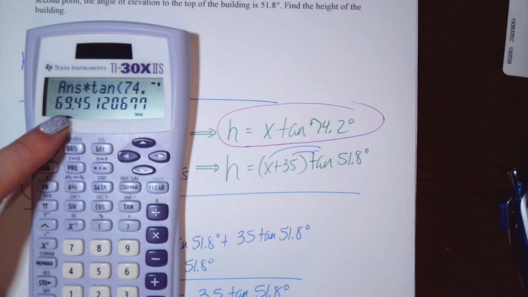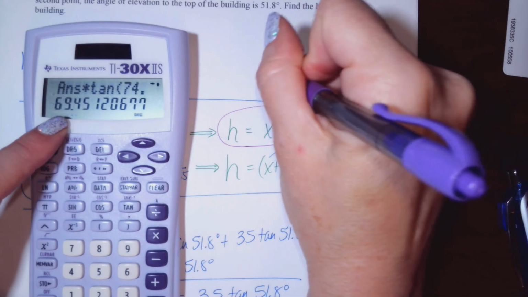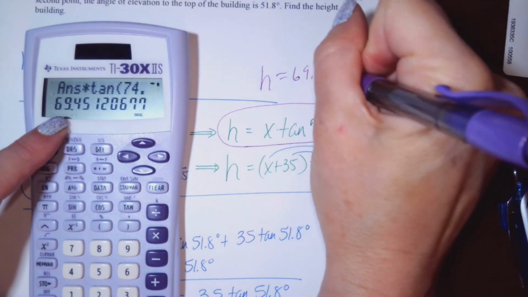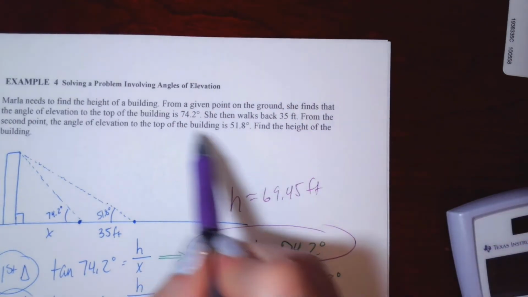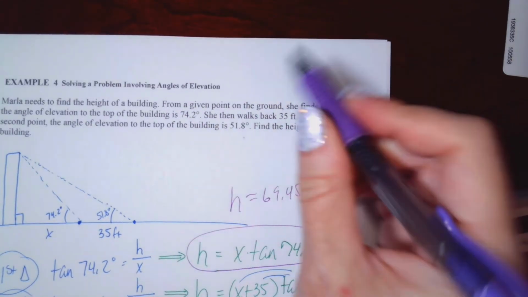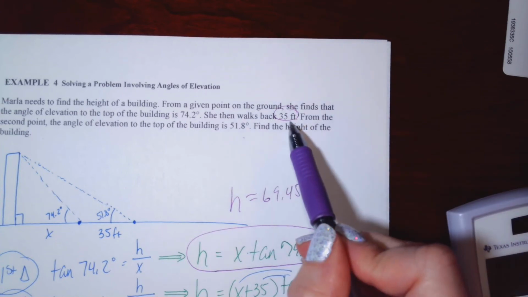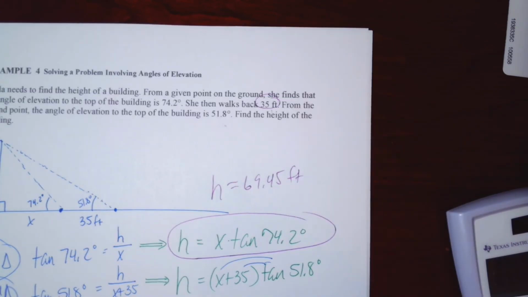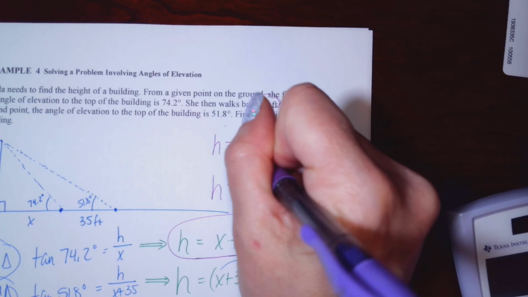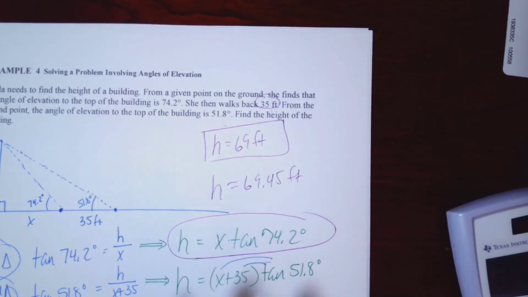Now, 69.45 feet, but how many significant digits do we need? Well, when I go back and look, my angles are measured to 3 significant digits, but this distance value is just 2 significant digits. So I'm going to need to just keep my 2 significant digits here for the height of the building.